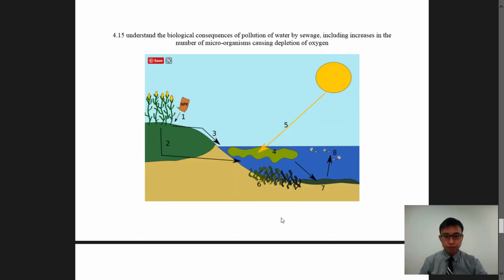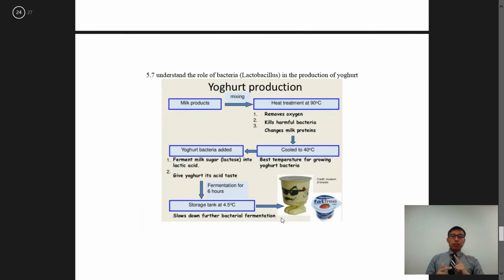Okay, moving on. Now, this is focused on the production of yogurt, and you have to know about a bacteria, and this bacteria is lactobacillus. So take a look at the diagram first.